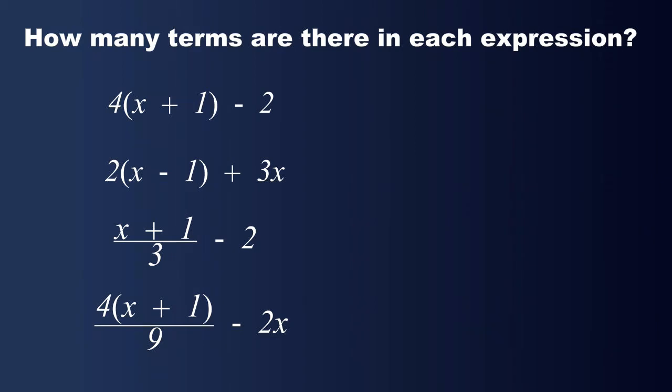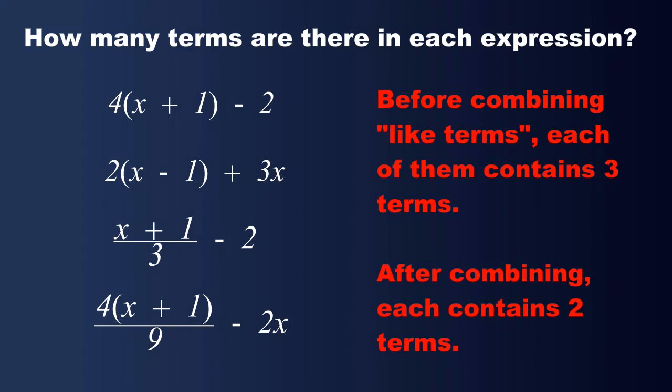The answer is, before combining like terms, each expression has 3 terms. After combining, each expression has 2 terms. If you answer perfectly, feel free to skip ahead to where the actual solving begins, or you may allow me to illustrate why that is the case. Let's go through them in pairs.